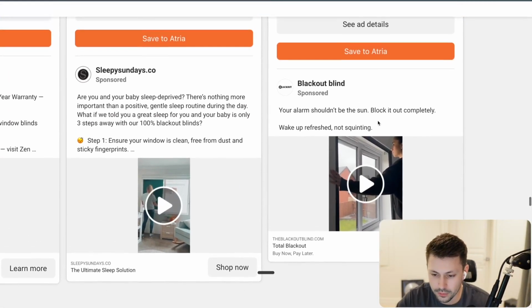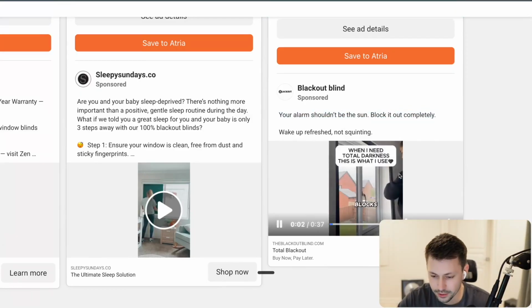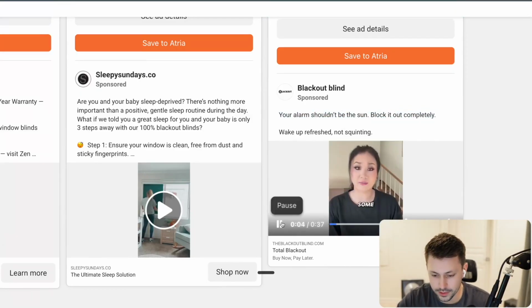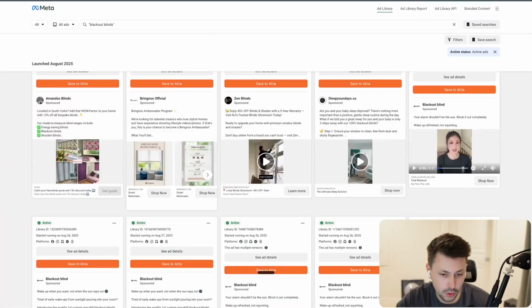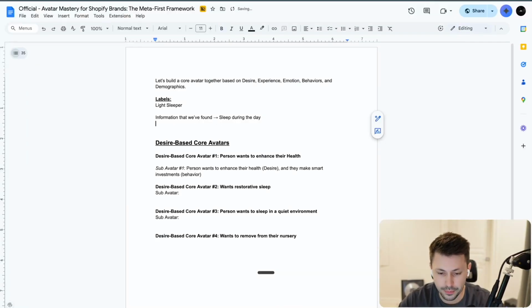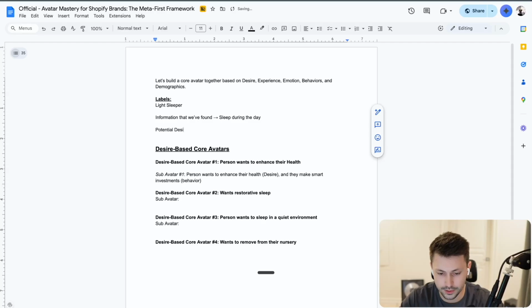So here's another one. Your alarm shouldn't be the sun. When I need total darkness, this is what I use. Okay. So this is someone who wants potentially total darkness. So that could be another potential desire. So I'm just going to add a new category up here. So like potential desires, basically, because again, this is more the research side, right?